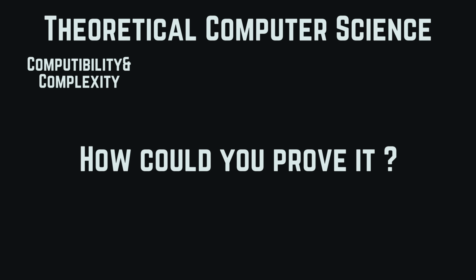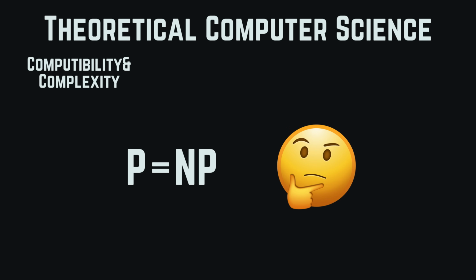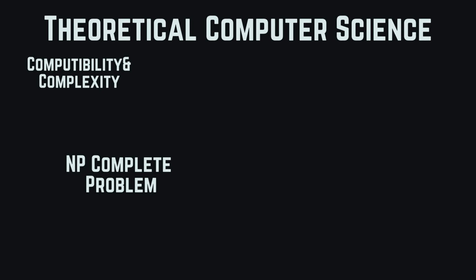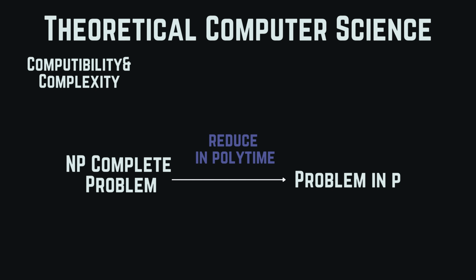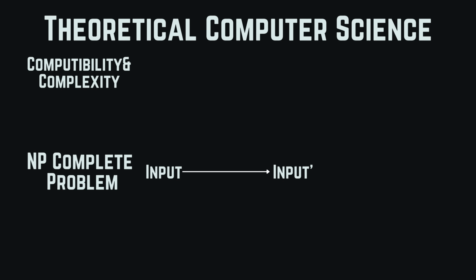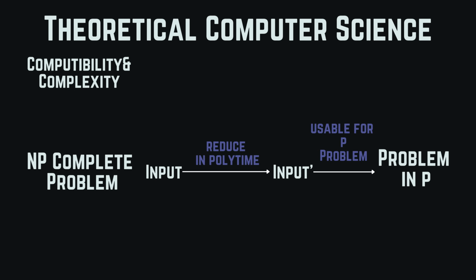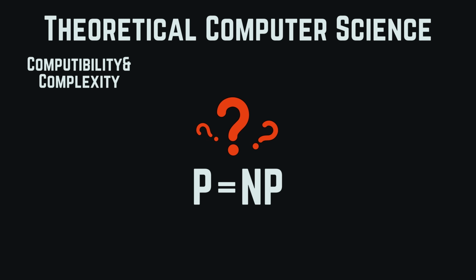How could you prove it? If you would try to prove P equals NP, you just need to take an NP-complete problem and reduce it in polynomial time to a problem in P. Meaning, change the input of the NP-complete problem so it fits the problem in P. But this change needs to happen in polynomial time. However, to this day, this problem still remains a mystery.